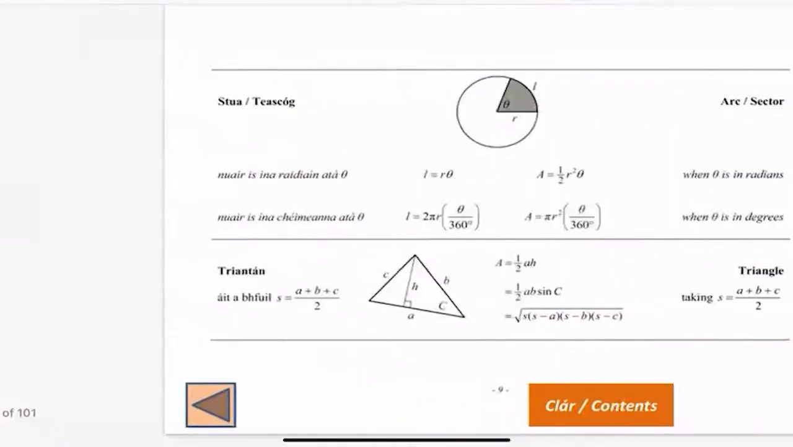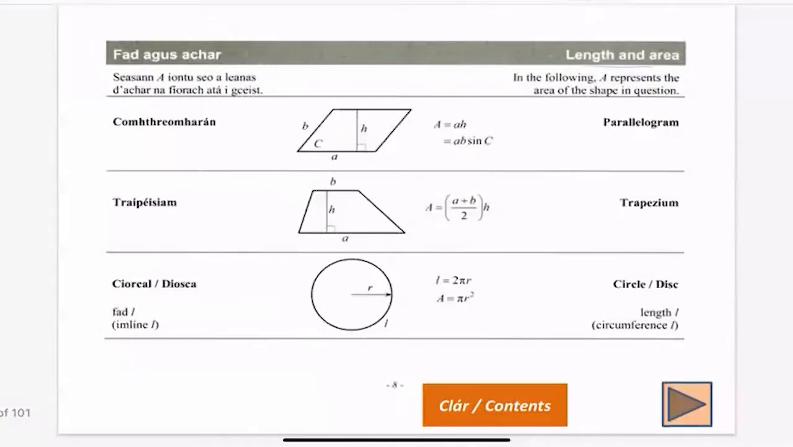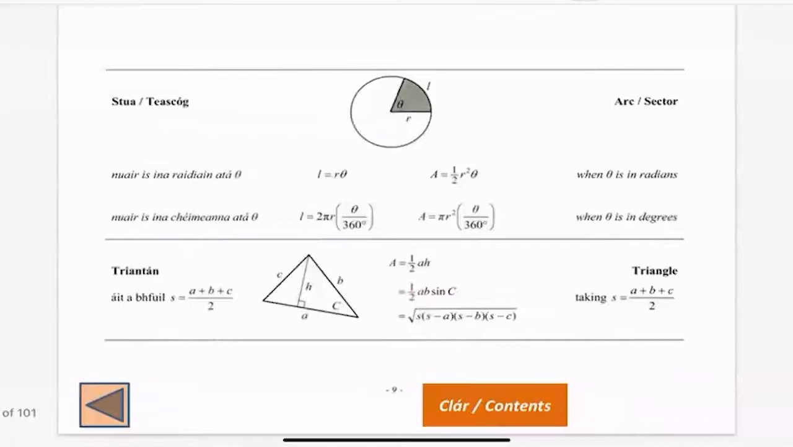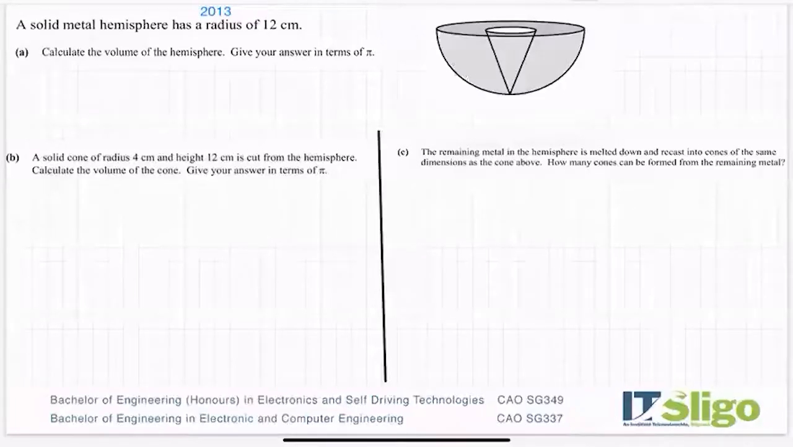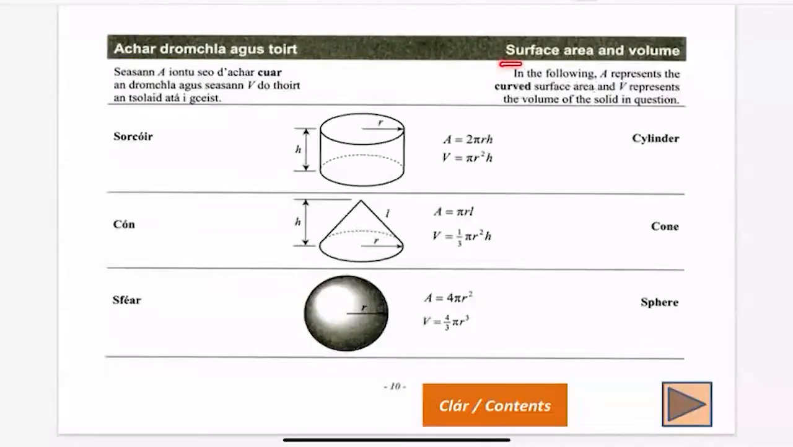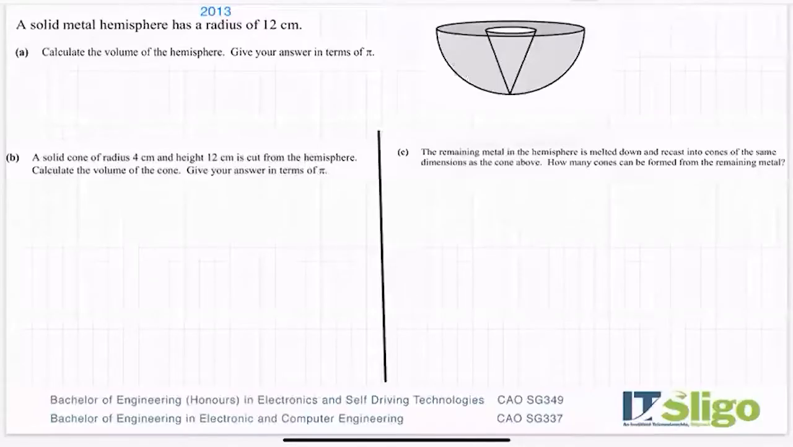Right back at the start of your log tables, which starts at page 8, this is length and area, so this is working out the area of 2D shapes, or the length of it, of course, the main length being the circumference. On page 10 we go on to 3D shapes, which is all about surface area and volume. So when you get a volume question like this, the first thing you do is go to this page and find the right shape. Our shape here is a hemisphere.